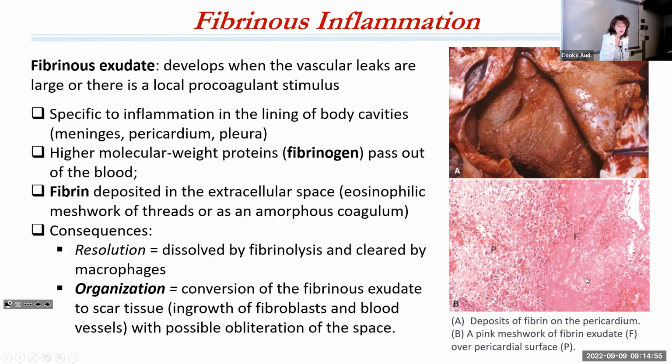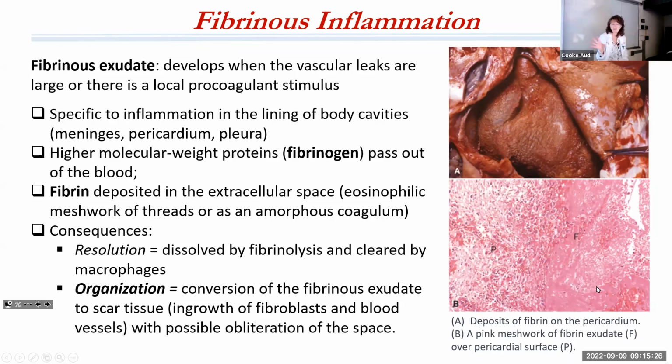Here you see a pericardial sac which was open. This is the heart here. And normally the surface of the pericardium should be like this, smooth and bluish. Instead, it's covered by this granular pink deposits. This is part of the fibrinous exudate. And if you take a section from that, you see here the normal pericardium, and here you see this pink meshwork of fibrin.